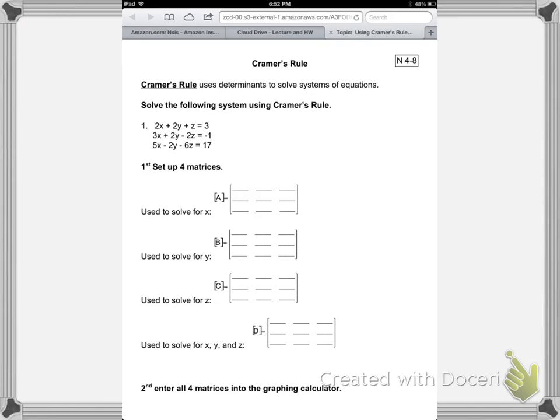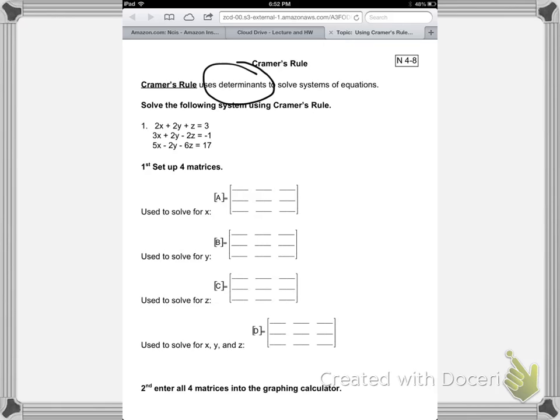Alright, in this section we're going to use Cramer's rule, which means we're going to use determinants to solve systems of equations, and for 7 we used inverses. And determinants, you remember, we find those in the math menu. Under math we go to matrices and then we go to the math menu, and number 1 choice is determinants.